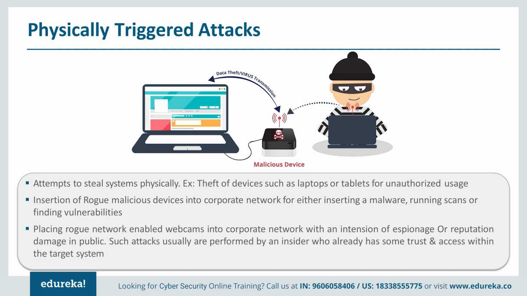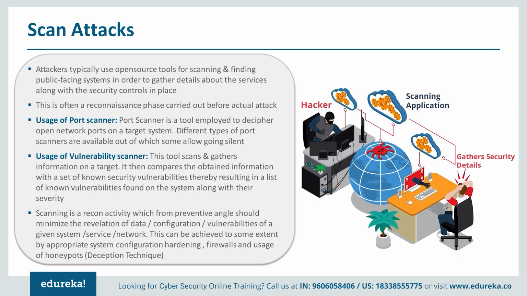So, physically triggered attacks, some rogue devices. What happens when a person comes and connects a device to your local network? That can be any device, a router, switch, a computer, or even a network sniffing device, which gets connected to your network physically, and it also becomes a part of your network. Then scanning the network, port scanning, vulnerability scanning, the same picture explains the same.